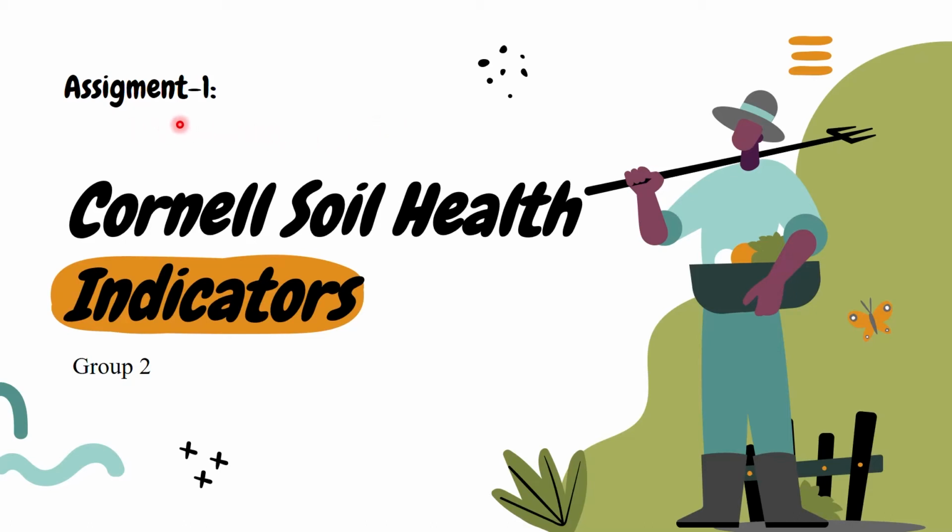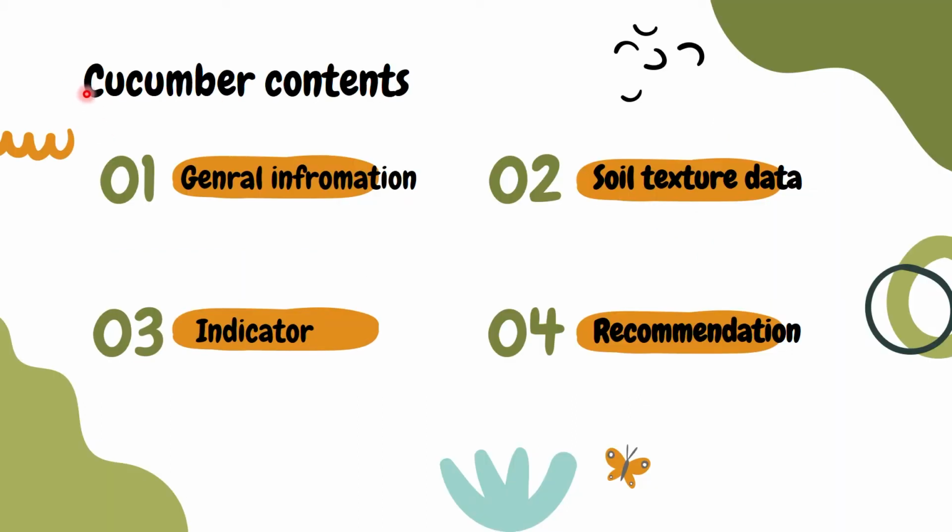Our assignment will be about the Cornell soil health indicators, which will be about the cucumber. The main points for this presentation will be, firstly, general information about the cucumber; secondly, the soil texture data; the third one will be the indicators that they use; and the fourth one will be the recommendations.